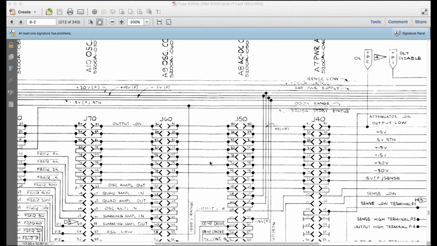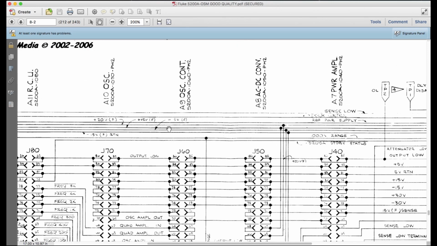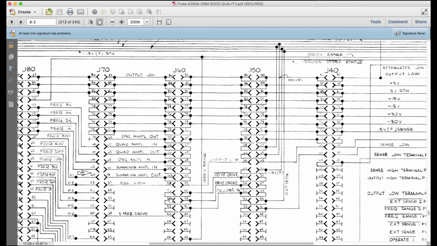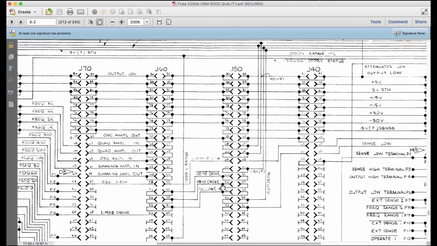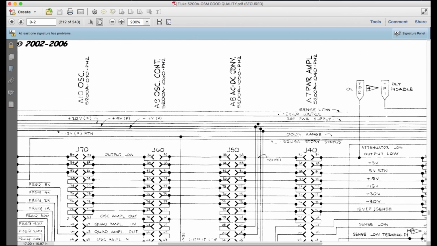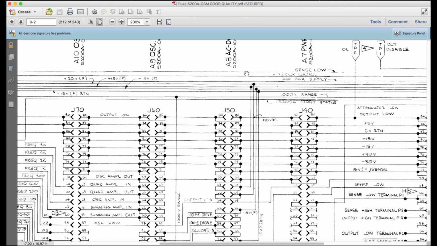Okay, so this is the motherboard interconnect diagram, so the back plane, and the oscillator board is A9 just here. Well, that's the control board, sorry. So pin 54 is here, which links to pin 53, and I come over here, so it's marked on this diagram as 100 Hz drive, and it comes over here to pin 57 and 58 of the AC to DC converter. So I'm going to have to look at that board and see what the differences are there.